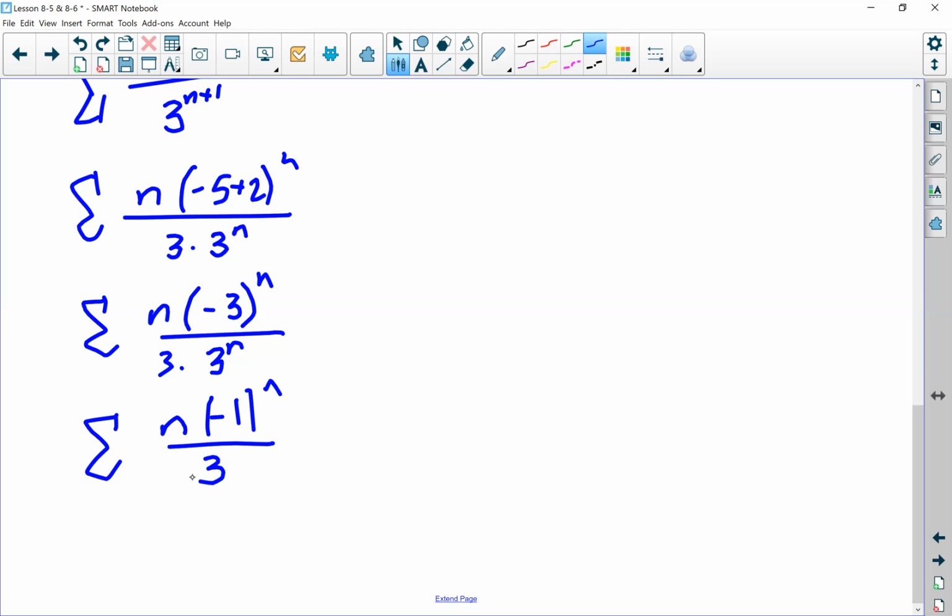As n goes to infinity, does that thing go to 0? No, right? Because n's going to get larger and larger. Our numerator is getting larger and larger. Our denominator is staying 3. It's just going to alternate positive and negative values, but get further and further away from 0. This is divergent.